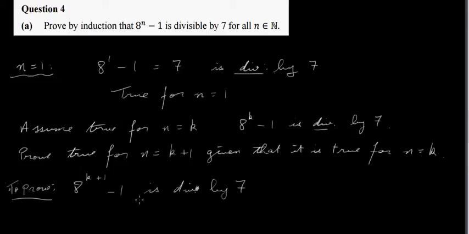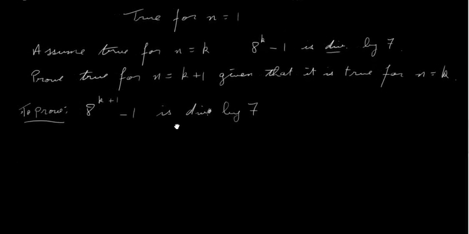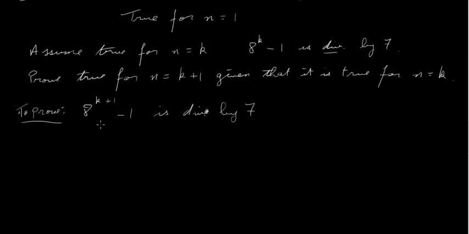Okay, so let's do that then. The way we're going to do this is do it by subtraction. We're going to take our 8 to the power of k plus 1 minus 1, subtract our 8 to the power of k minus 1, and see if that's divisible by 7. If it is, then our 8 to the power of k plus 1 minus 1 is divisible by 7. So we're going to take 8 to the power of k plus 1 minus 1. We're going to subtract our 8 to the power of k minus 1. And we're going to see, is that divisible by 7?